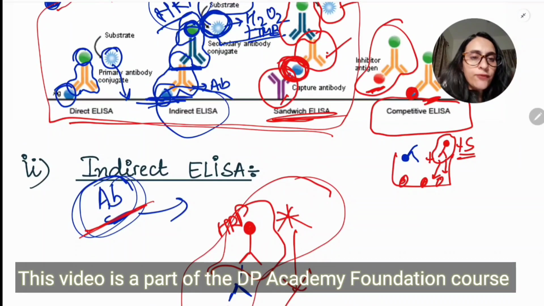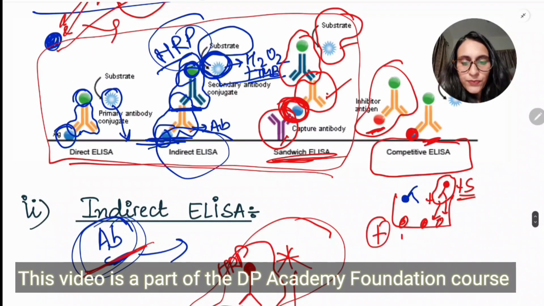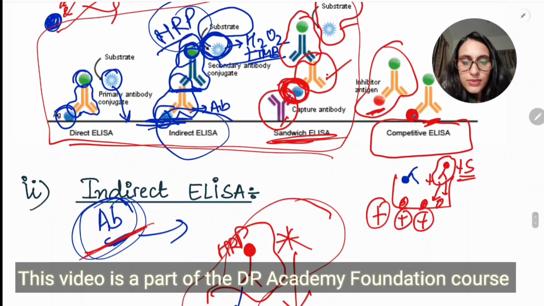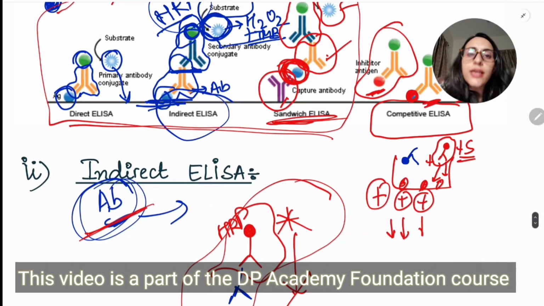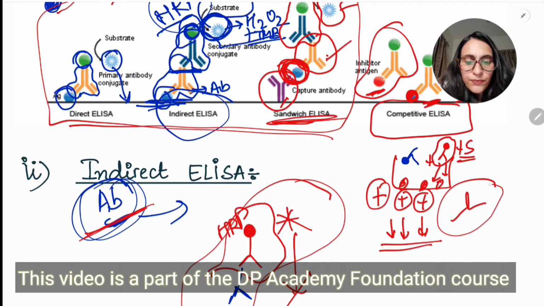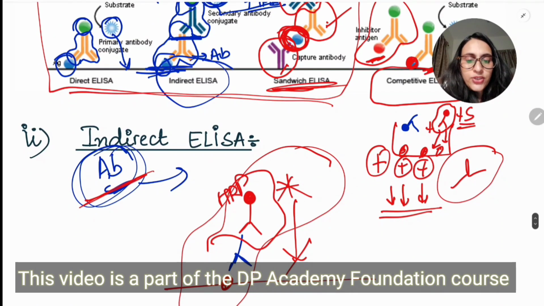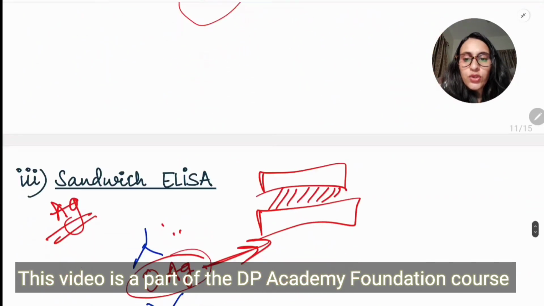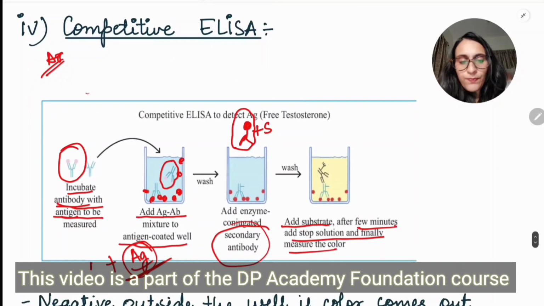So if this color comes out positive, if more color comes, that means the antigen concentration is less. This means that all the antibodies have gone free. There was little or no antigen and there was no reaction outside. So it was free inside and it shows a reaction in the plate. So if more color comes, that means the antigen concentration is less. So color is inversely proportional here. Till now we were taking it directly proportional.